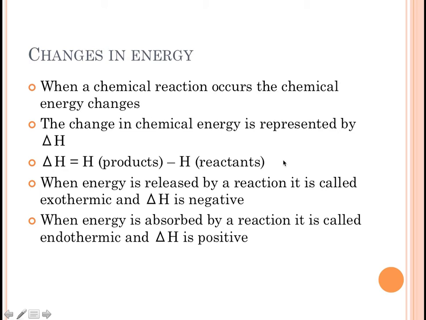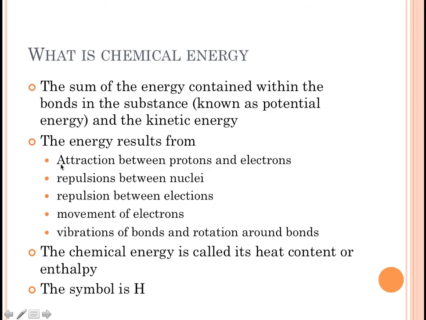Sometimes the reactants have got more energy than the products. If that happens, then we are giving out energy, and our delta H value ends up as negative. We'd call that an exothermic reaction. If the opposite's true, the reactants have got less energy than the products, then it's an endothermic reaction, and delta H, this value here, is going to end up as positive.